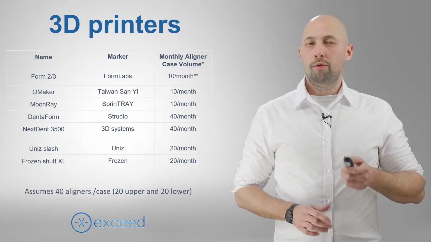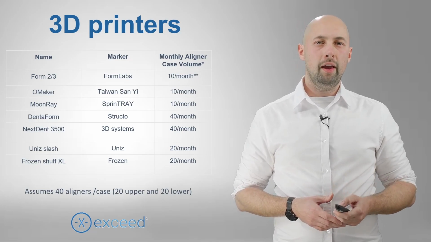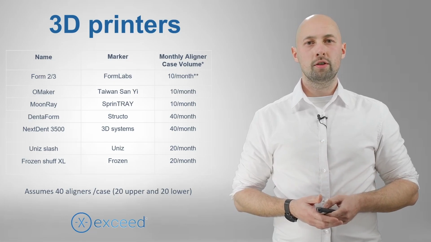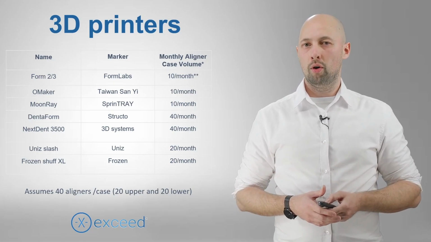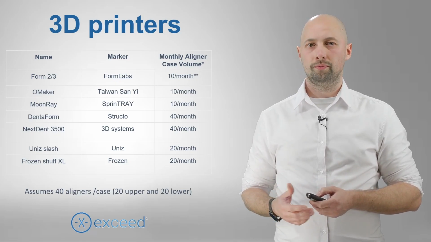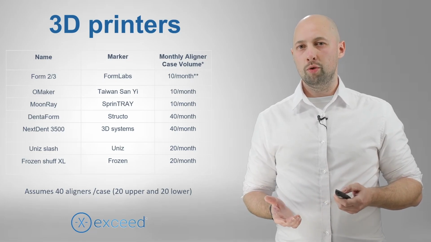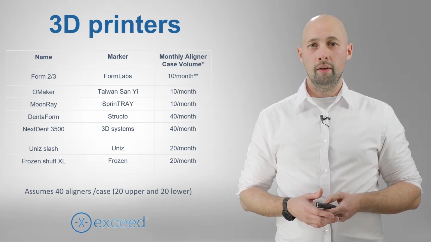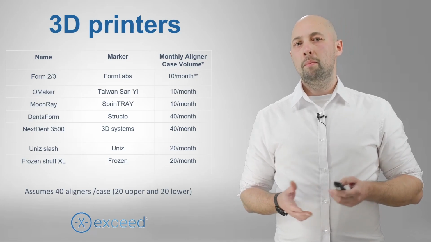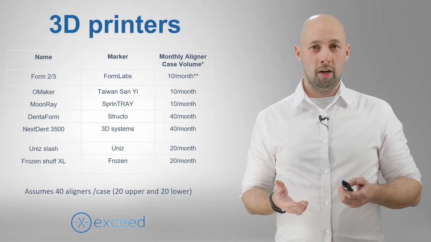Moving forward, 3D printers. For producing your aligners, you will need a reliable and efficient 3D printer. Here is the list of the printers that we again tested for our own production, along with estimated monthly volumes for each model. A few of our production partners have recently switched to Unislash, and we have been impressed with its speed and accuracy. However, the best printer for you will depend on specific needs and budget.